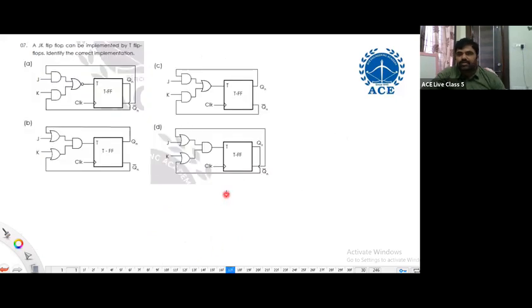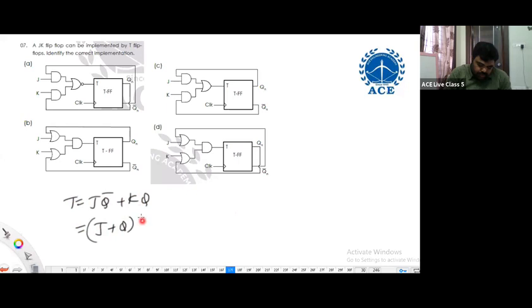This is what I was saying, an electrical GATE question. It was given in POS. Which one can be the correct one? As we know, we have done the T to JK conversion, same example. So T is equal to what here? J Q bar plus KQ, or what is the other one? J plus Q and K plus Q bar.